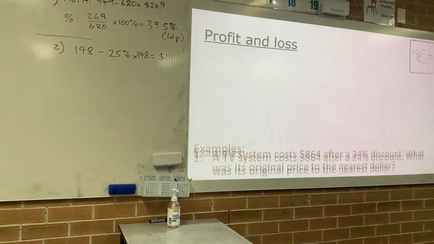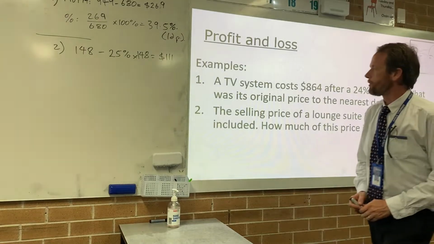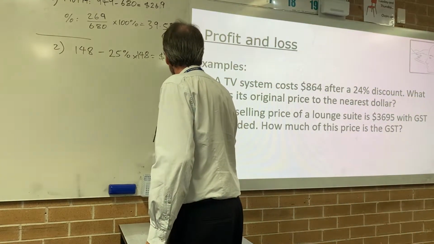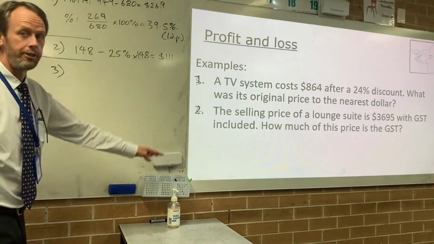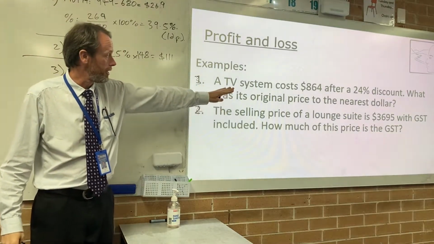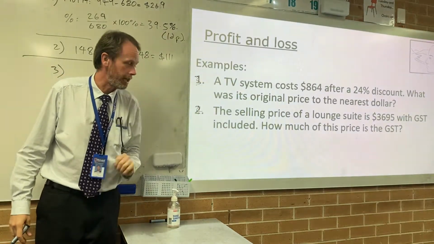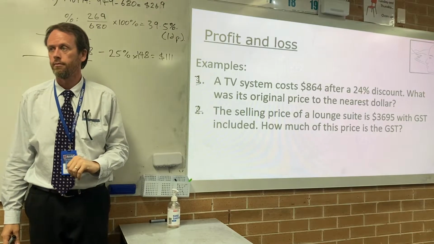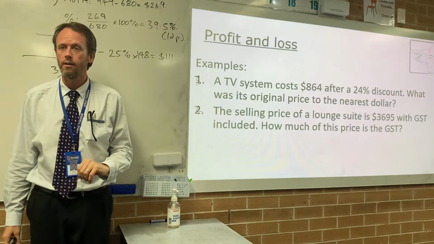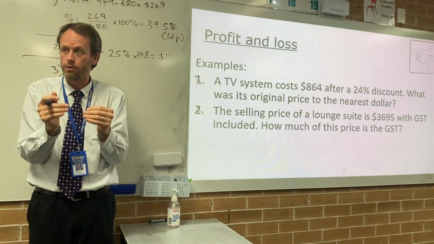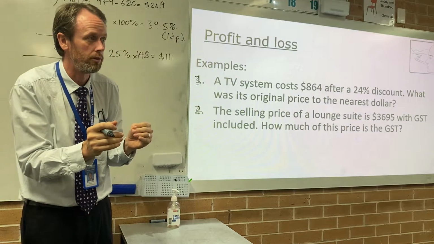I've got 2 more questions. Let's have a look at these. This should actually be example 3, shouldn't it? And example 4. So example 3. A TV system costs $864 after a 24% discount. What was its original price to the nearest dollar? This is where we've got to work backwards. All right? 24% has already been taken off.